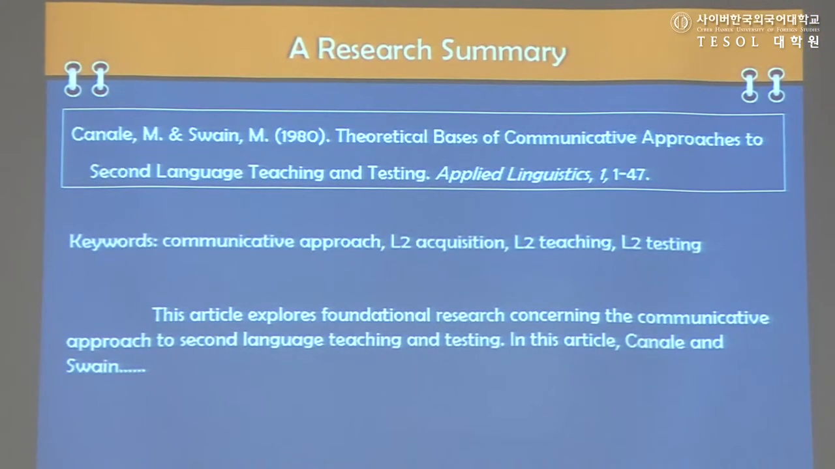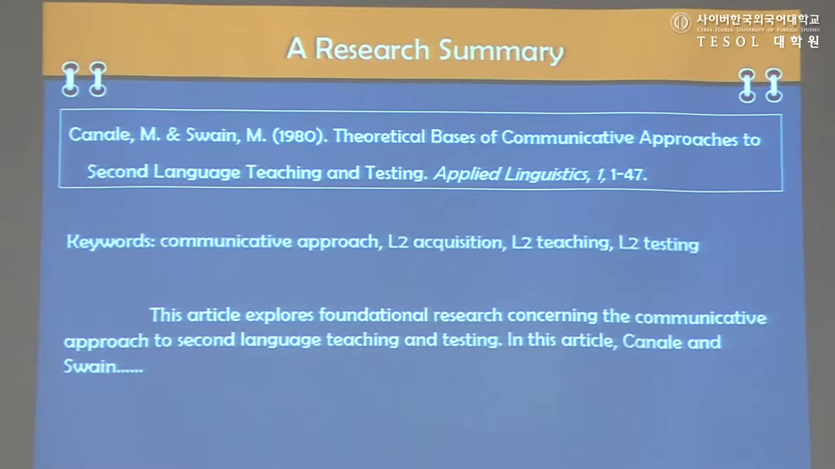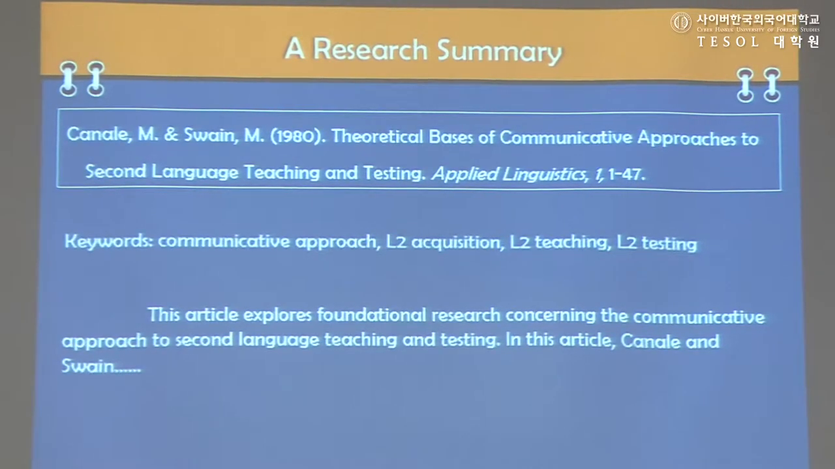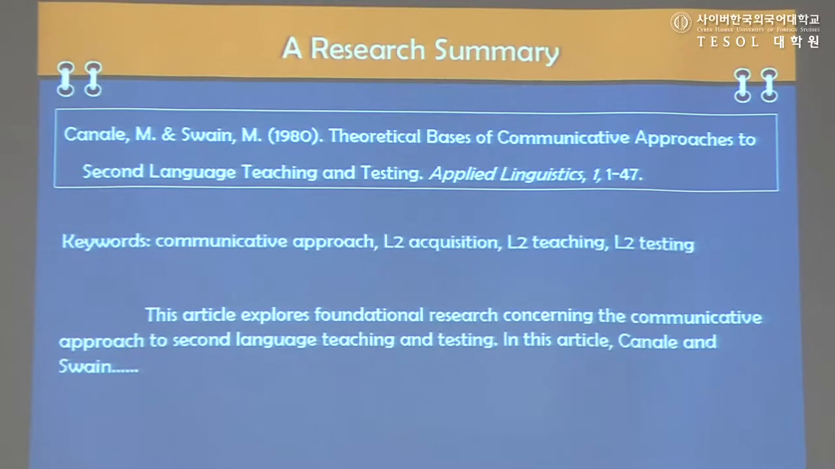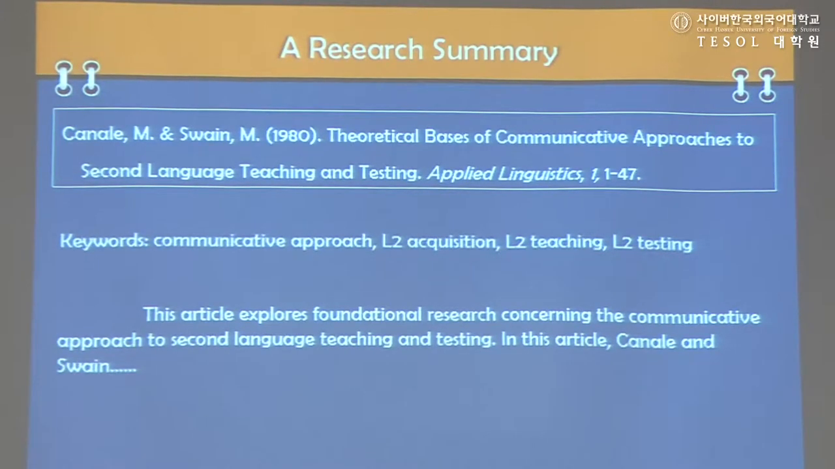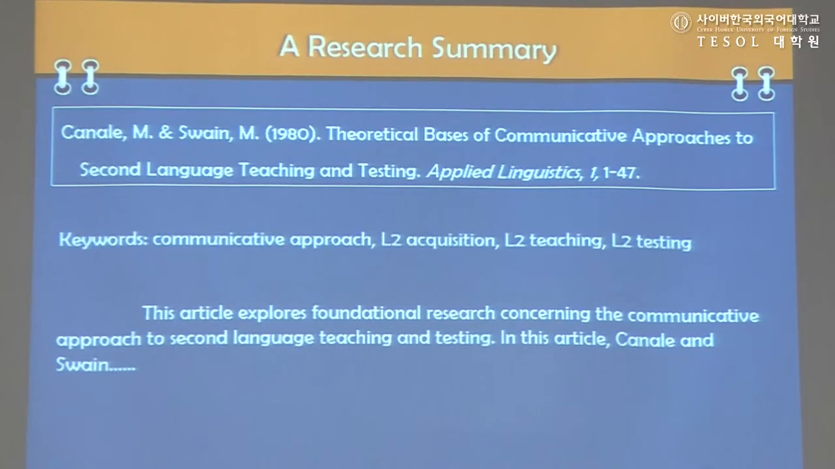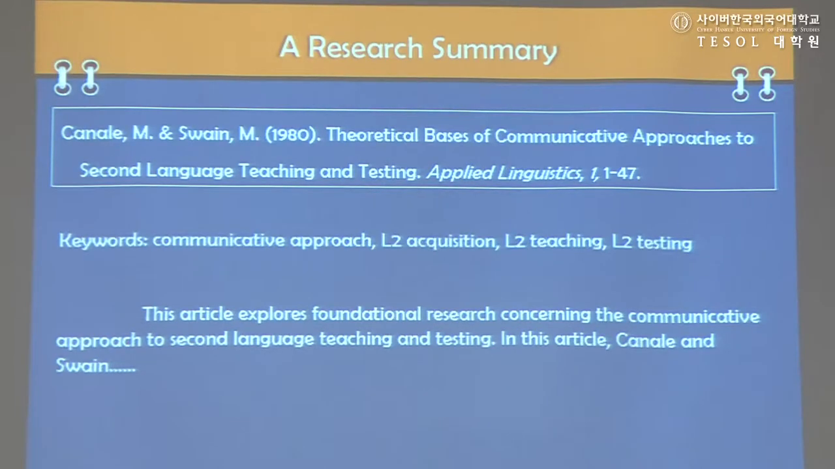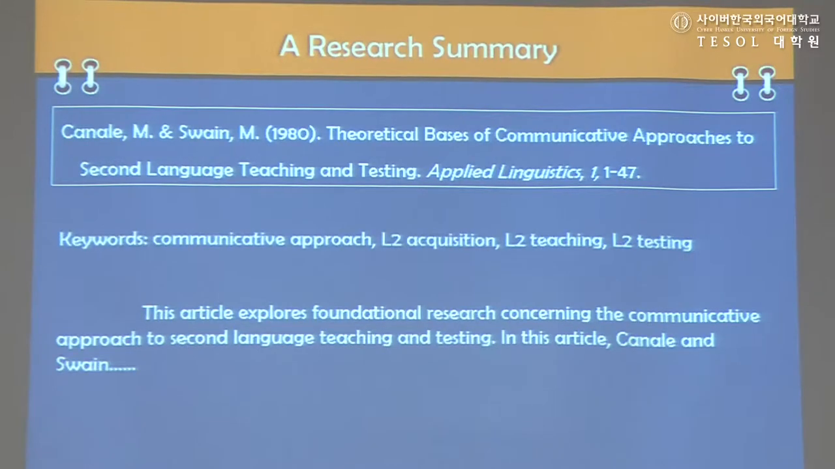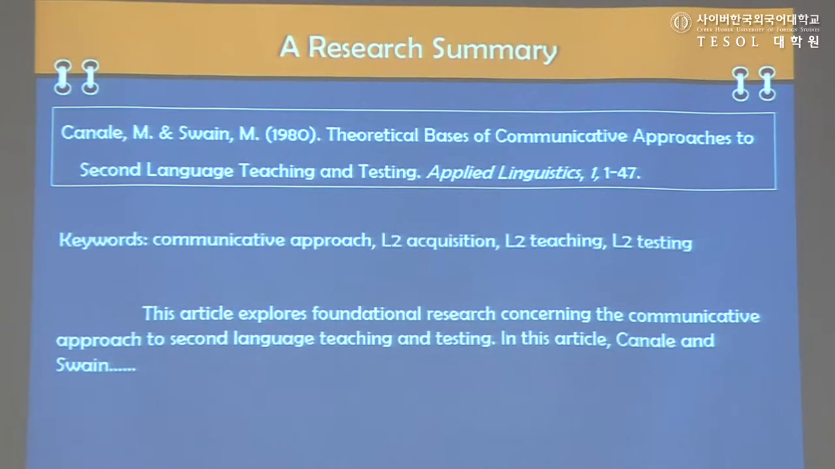But this is a Canale and Swain, theoretical basis of communicative approaches to second language teaching and testing. It's a book. And then you see here that we have our keywords, which are the main ideas of this source, why I'm using this source, what this source is trying to tell me, and then a short summary, right? What does this source do? So yes, you're writing each of these entries after every single source you read, and yes, that's daunting.